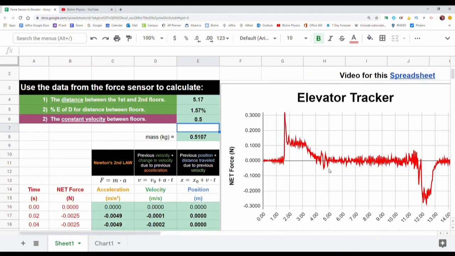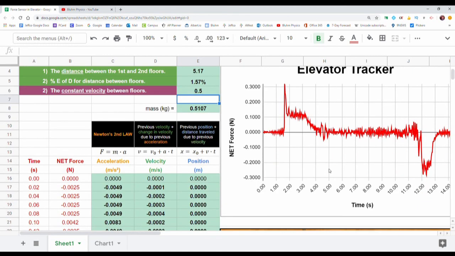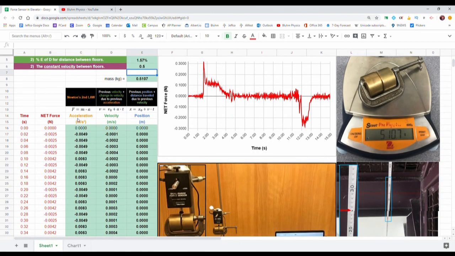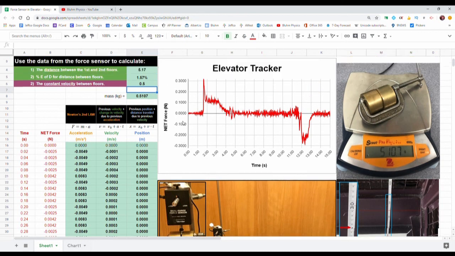So that's just a simple spreadsheet to use a force sensor to measure distance by knowing the acceleration, velocity, and position.